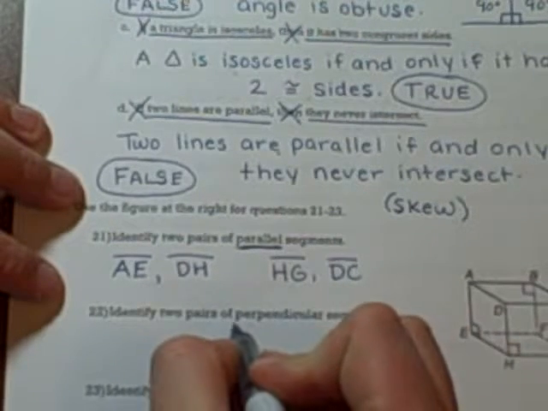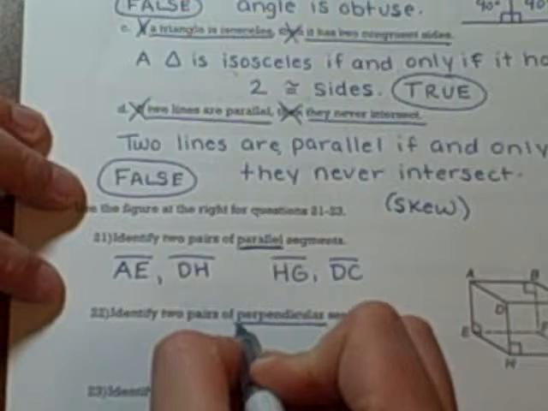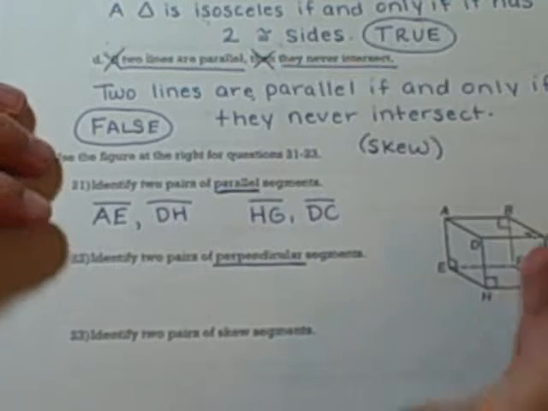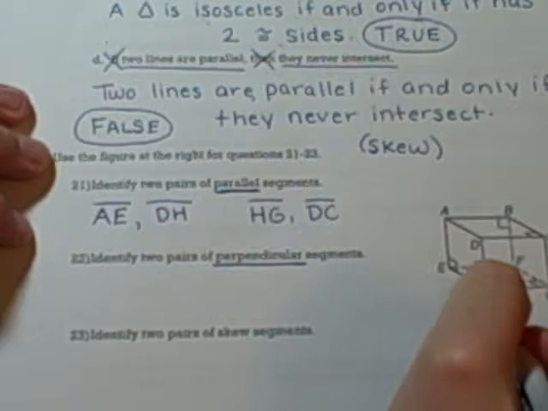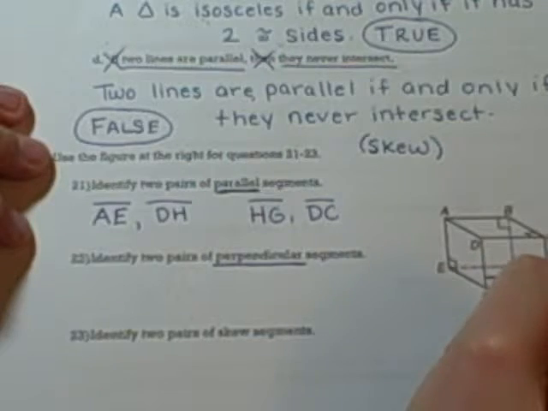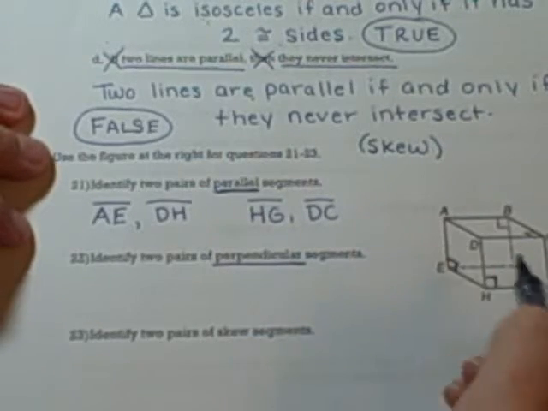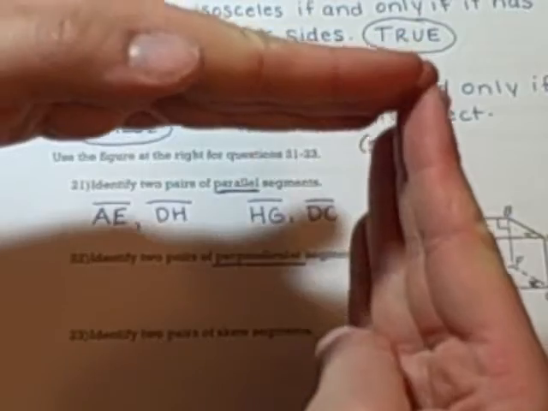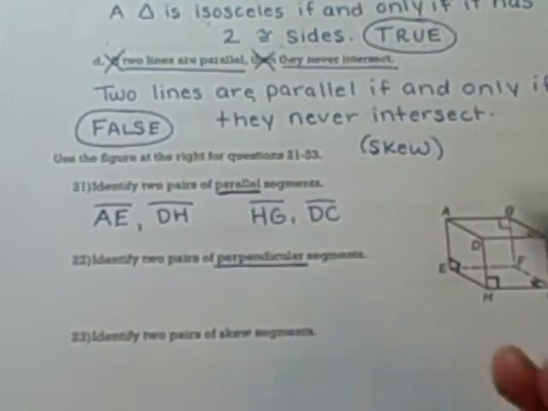22, two pairs of perpendicular segments. Lots of questions in class today about what perpendicular means. So maybe study up on the meaning of that word, because that is going to pop up quite a few times. Perpendicular segments are segments that meet in a right angle. And you'll notice that because this is a cube, you've got a lot of right angles going on here. So we just want to list any two segments that make that perfect corner, that right angle corner.